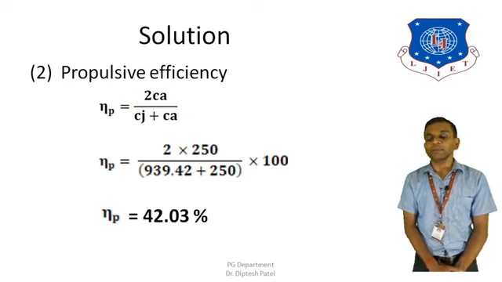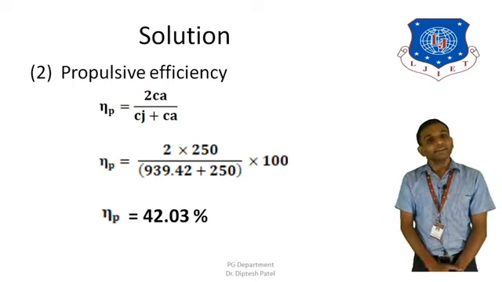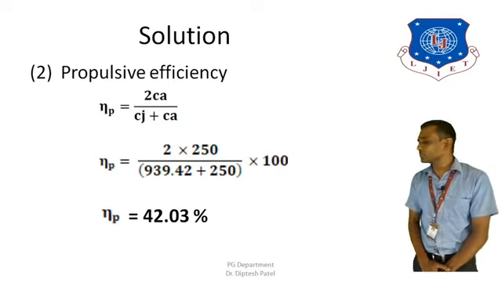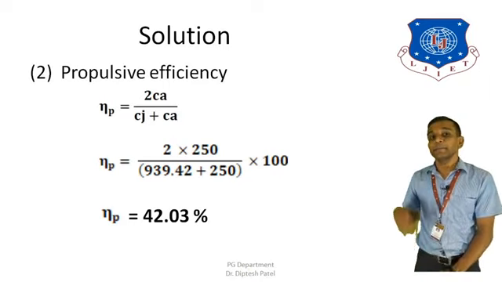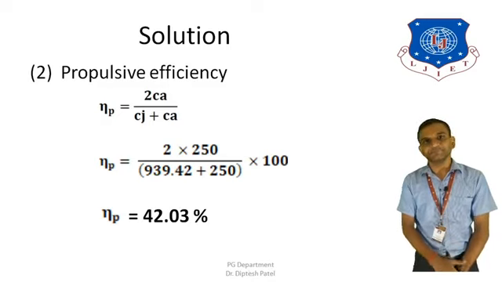So I am going to put the values in the equation, and it would be eta p is equal to 2 into 250 divided by (939.42 plus 250), into 100, since we need to convert into percentage. So eta p is equal to 42.03%. So that is the propulsive efficiency that the aircraft can achieve.